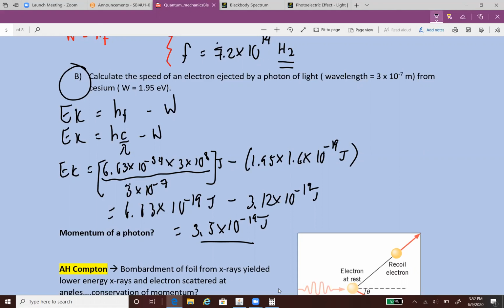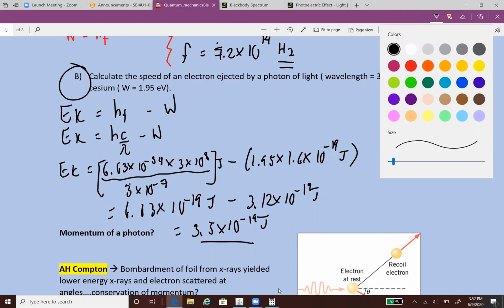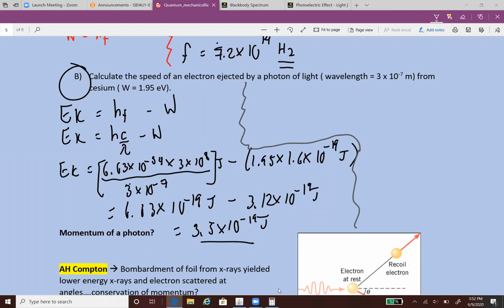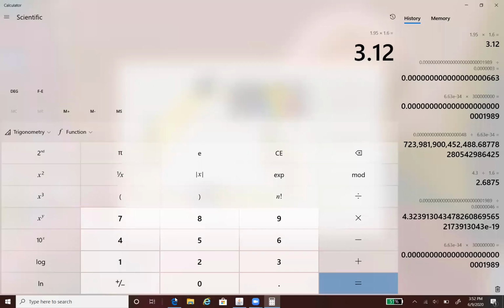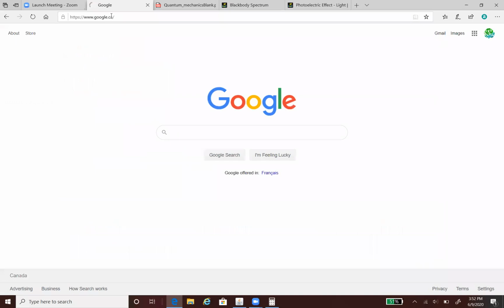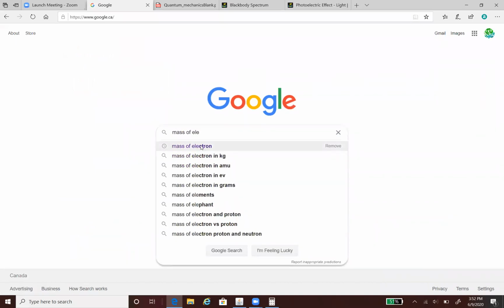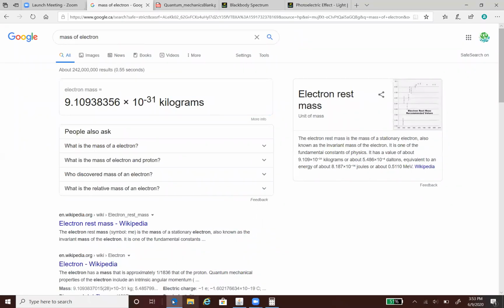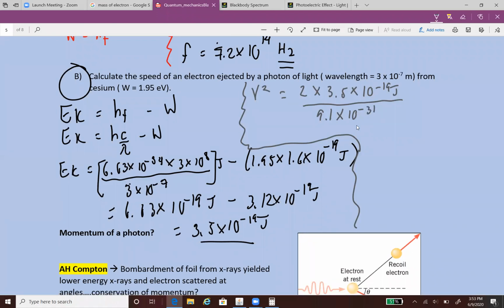So we can just simply plug that in now to our kinetic energy equation. Let's get that over. And say kinetic energy, so we know v squared would then be 2 times this value over the mass of the electron, which I think is 9.1 times 10 to the, is it minus 31? Sorry. Mass of electron. Yes. Okay, and then we can just take the square root of that. So that would give us a speed.